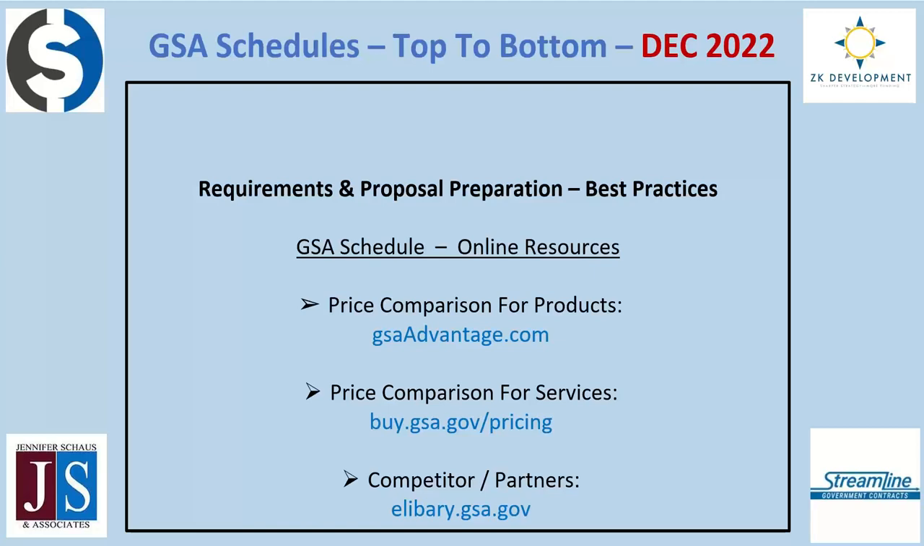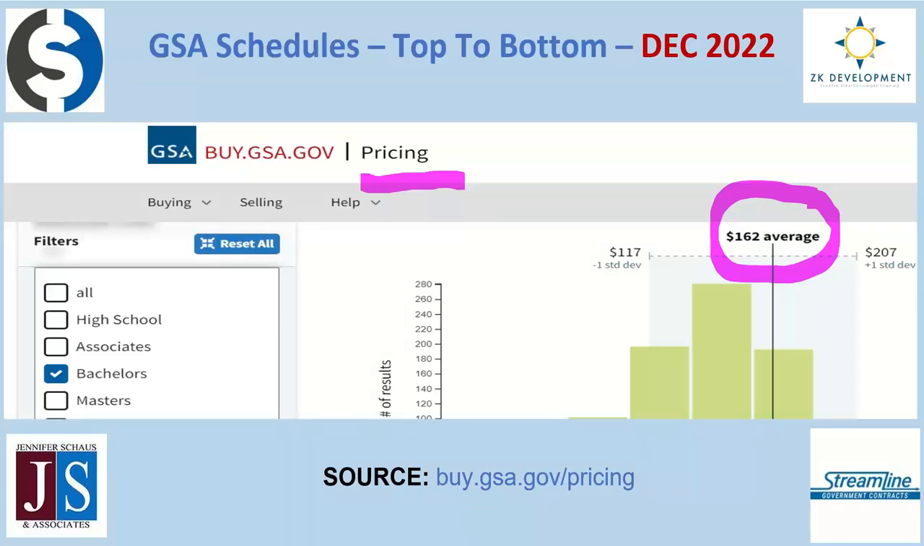If you're selling products, you can look at GSA Advantage to look at the other companies that sell similar products and look at their pricing. If you're selling services, GSA has a great pricing tool. It used to be the Calc tool, which is now located through buy.gsa.gov/pricing. And if you just want to look at your competitors and partners, I would suggest you go to the eLibrary site.